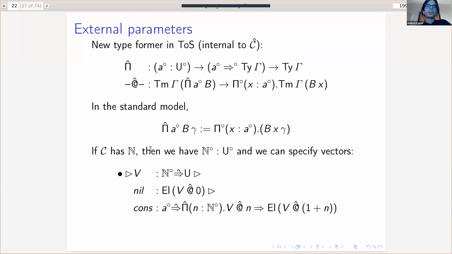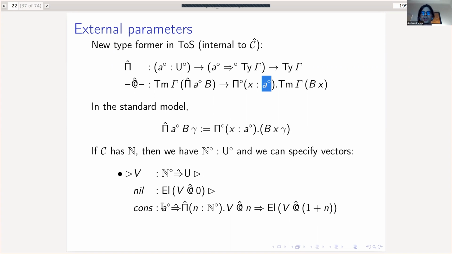So let's see what happens now. So we can, for example, specify vectors. If C has natural numbers, then I have a code for natural numbers in this U circle, because types of C go into types of C hat. And then I can specify vectors, where the sort of vectors is indexed by natural numbers. I use this pi hat, this arrow hat here. I have the nil vector, and here I use a term of C that leaks into the signature. So this 0 is a term in C, and that's why I can refer to it when I talk about an element of a type which comes from C.